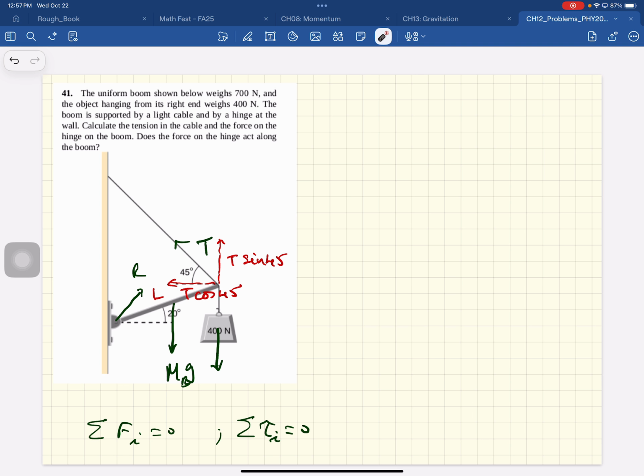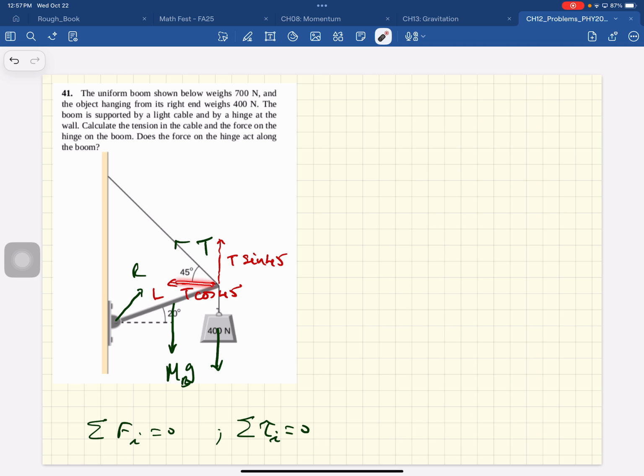All right. So let's do the following. We'll calculate the torques about this point. This force is giving you a clockwise torque. This force is giving you a clockwise torque. This force is giving you a counterclockwise torque. This force is giving you a counterclockwise torque. Okay?